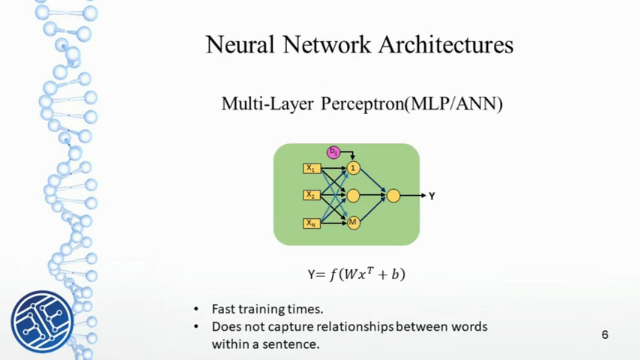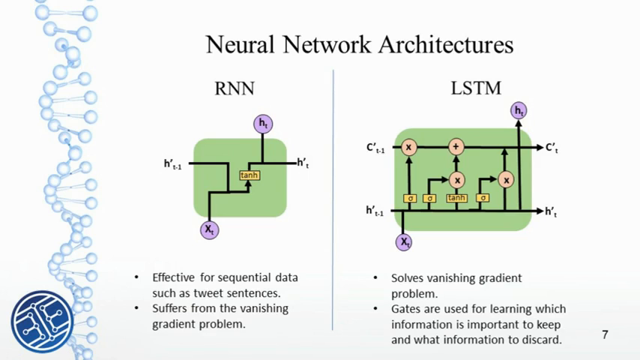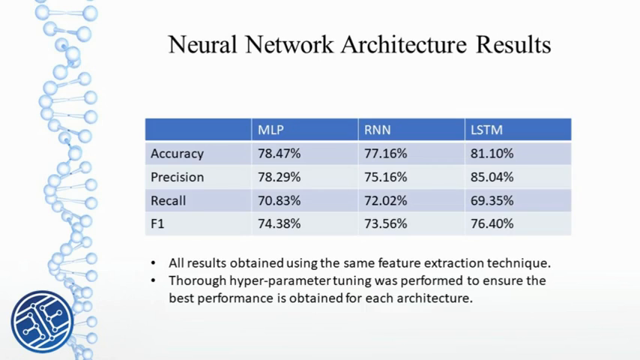The one-hot encodings and word embeddings were fed into neural network models for training. The first neural network architecture investigated was the multi-layer perceptron, and it was found that it does not capture relationships between words in a sentence. An architecture that captures relationships between words in a sentence is the recurrent neural network. However, it suffers from the problem of vanishing gradient when dealing with long sentences. LSTMs, which are a variant of recurrent neural networks, were found to solve this problem and managed to yield a better performance, as illustrated in the table.